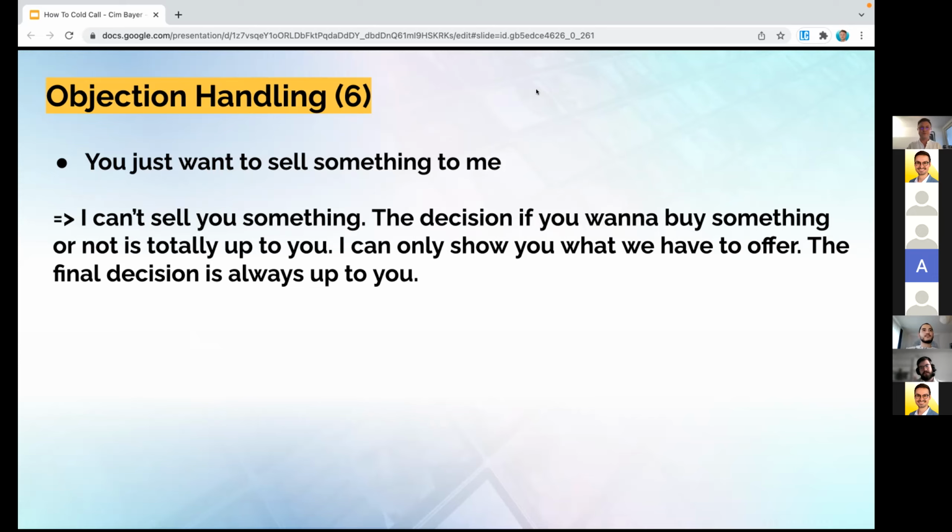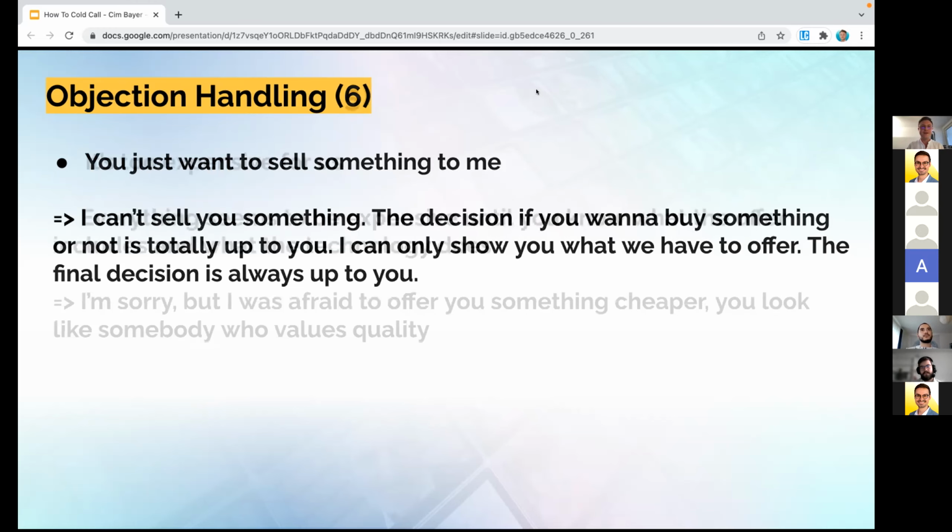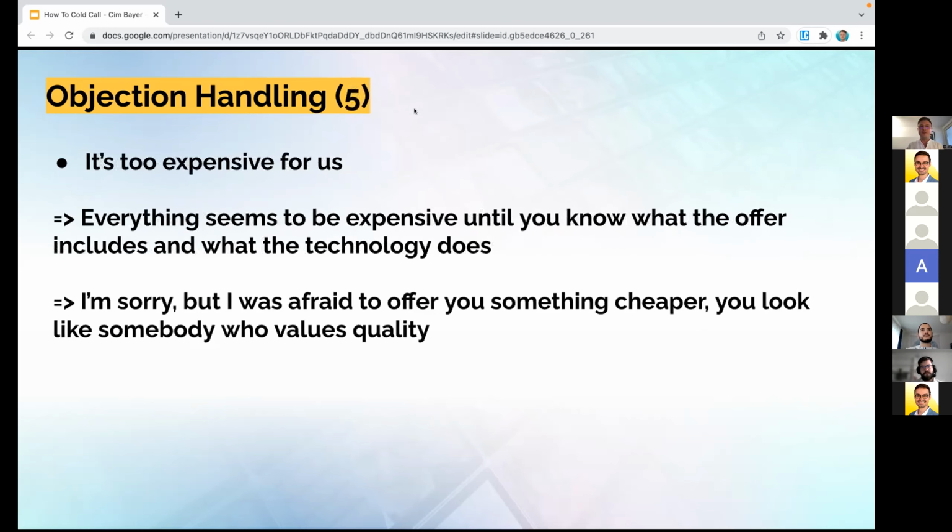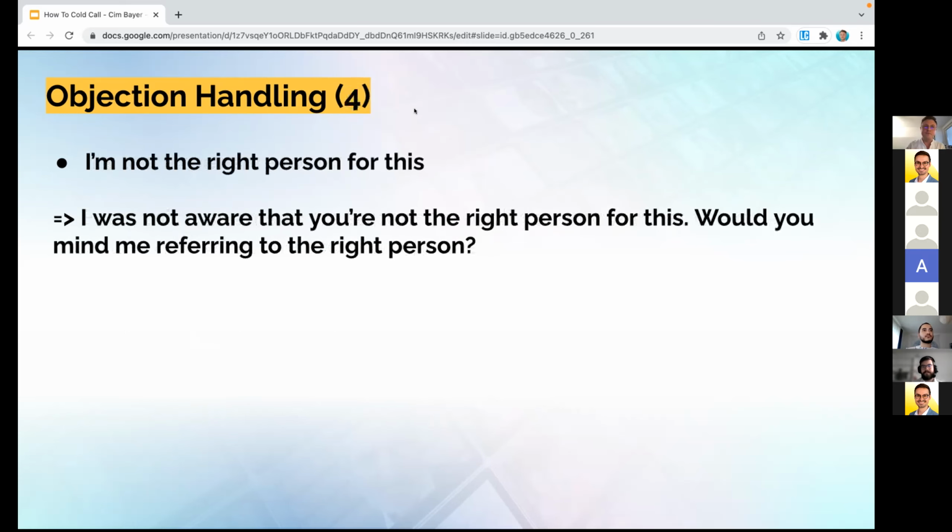And I forgot to mention, those objections are most of the time true. So when he says you're too expensive, then you probably are expensive. So it always comes from a true nature behind, but you should convince him that what you're offering is actually relevant to the price. I think I skipped one: Oh yeah, I'm not the right person for this. I think we already discussed it earlier. So if he's not the right person, then just ask for the referral.